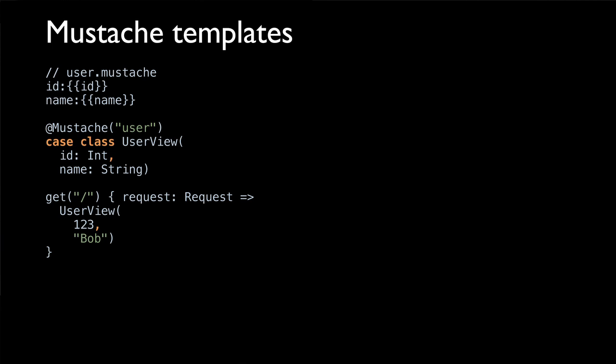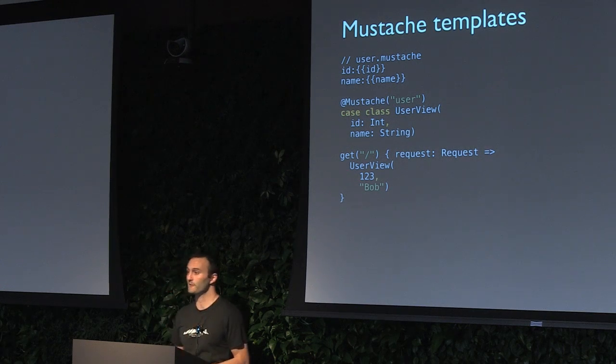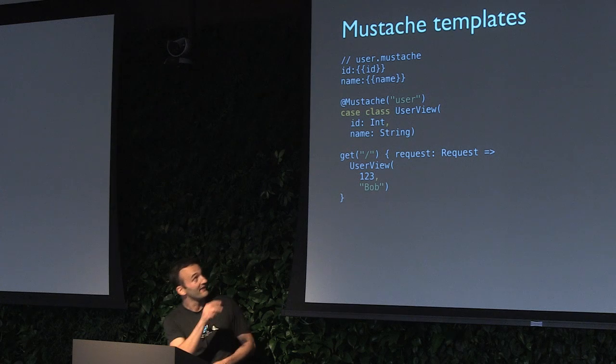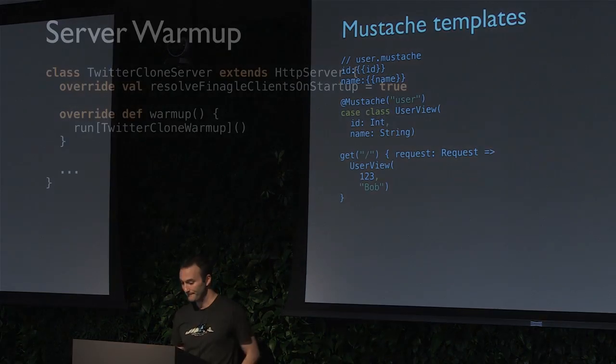We fully support mustache templates. We now have a @mustache annotation. You could throw it on a case class, return that case class from your controller, and then the name of your mustache template, it'll be routed to that template and serialized out.